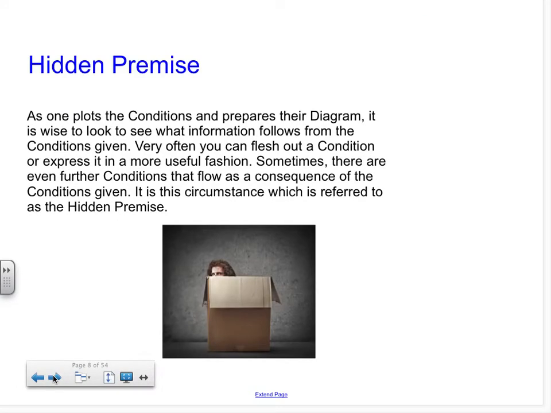It is also important to be aware of the hidden premise. As one plots the conditions and prepares their diagram, it is wise to look to see what information follows from the conditions given. Very often you can flesh out a condition or express it in a more useful fashion. Sometimes there are even further conditions that flow as a consequence of the conditions given. It is this circumstance which is referred to as a hidden premise.